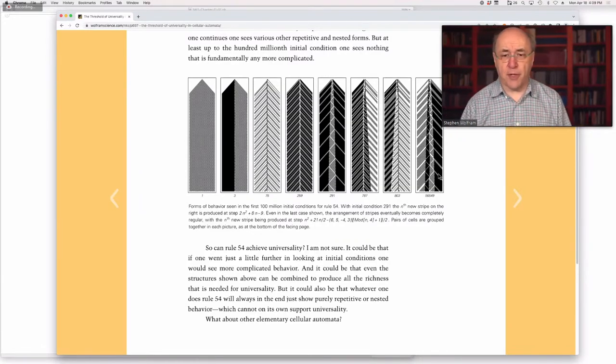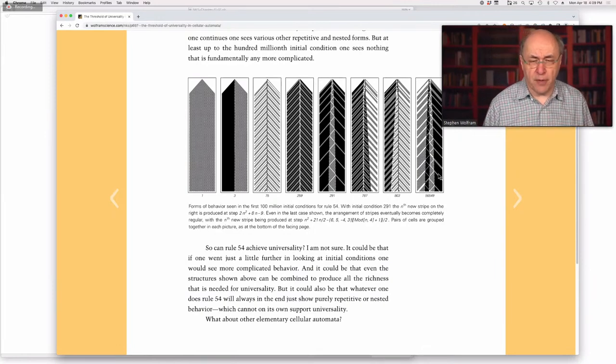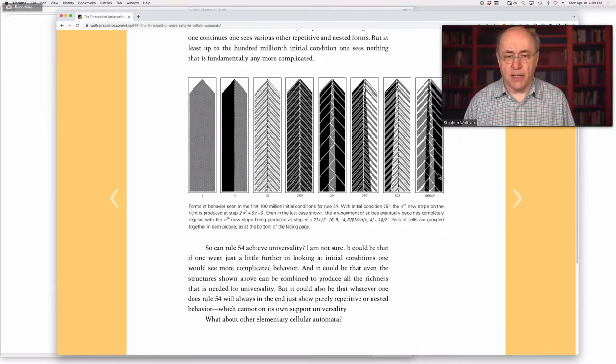Actually, this would be a really good thing for us to try to do a bigger search on, to find what other kinds of things can happen in rule 54. I think maybe people have looked at this in the intervening 20 years, or now it's more like 40 years actually, since I first started talking about rule 54.